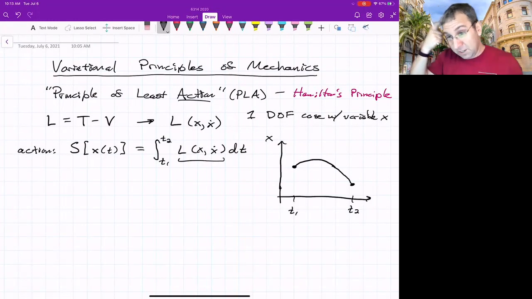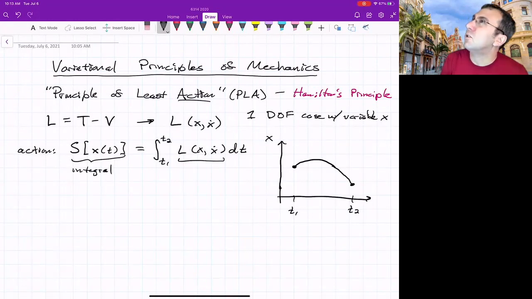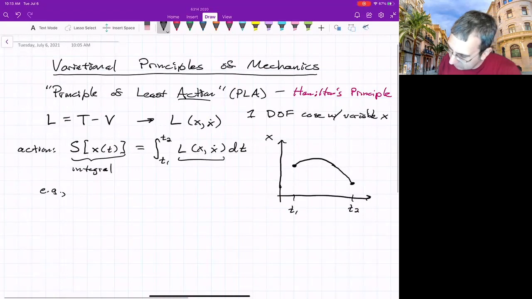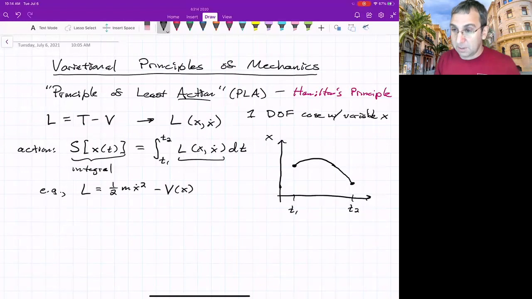And what's it going to have units of? L has units of energy, so this is energy times time. But S is definitely an integral. It's sometimes called a functional. I don't know if I'll use that language. So if this was a 1 degree of freedom case of kinetic minus potential, then the Lagrangian would be like 1/2 m velocity squared minus some potential energy that just depends on x.